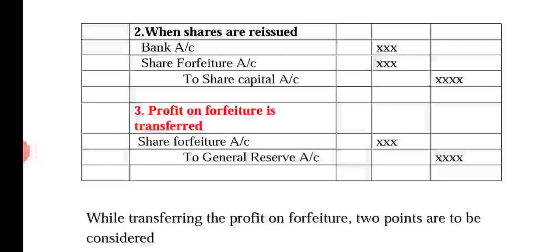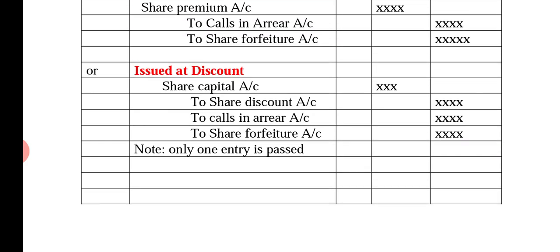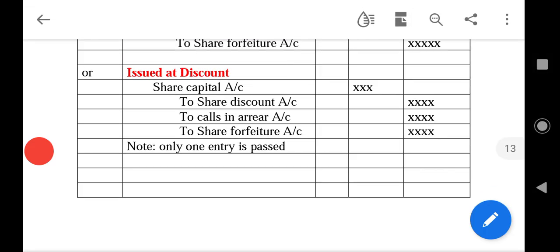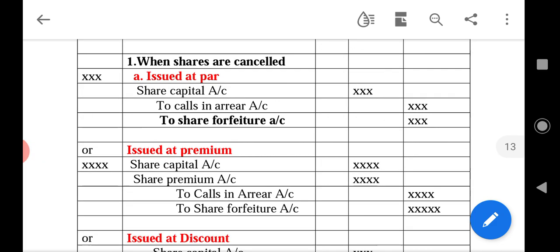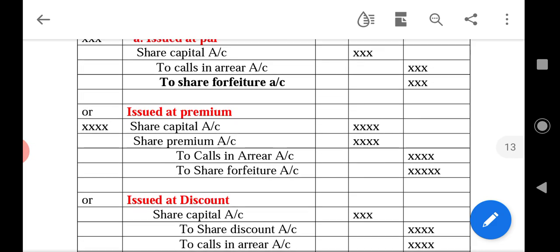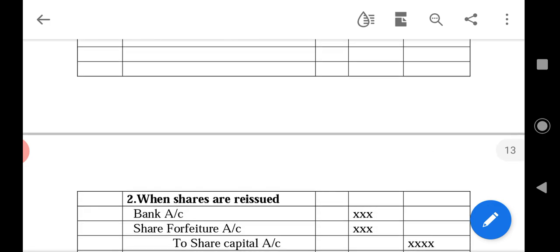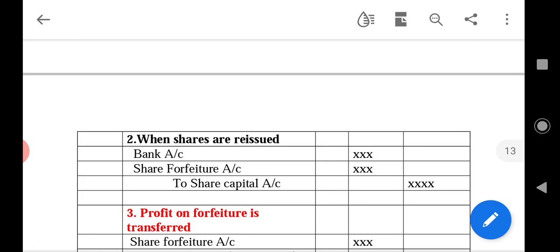Now you have to go to the next stage. You have to transfer the net profit available in the share forfeiture account to the general reserve account. So how much profit do you have? First you take this. In the first entry, share forfeiture account is credited. See, in all the cases, share forfeiture account is credited. The credit amount is a profit. So from the credit amount, you have to deduct the debit amount.